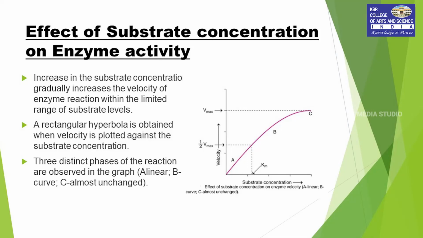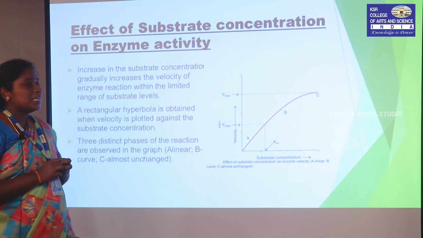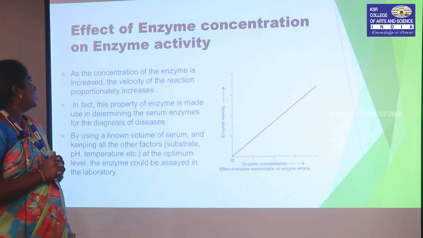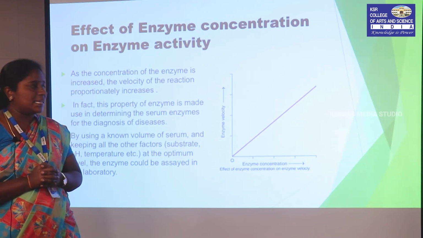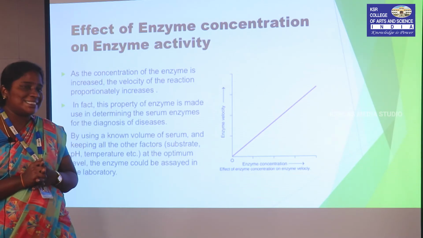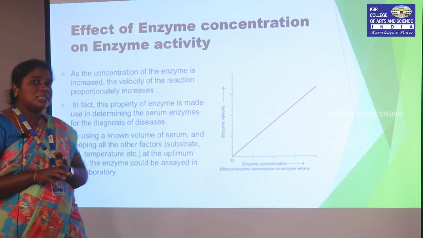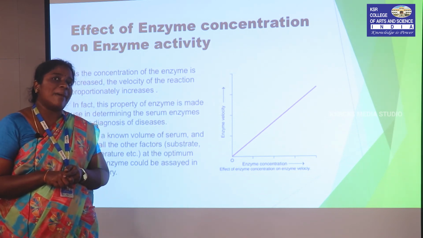Next, effect of substrate concentration on enzyme activity. As the substrate concentration increases, the velocity of the enzyme reaction also increases. Effect of enzyme concentration on enzyme activity: as the concentration of enzyme is increased, the velocity of the reaction also increases. In fact, this property of the enzyme is made use of in determining serum enzymes for the diagnosis of disease, using serum while keeping all the other factors like substrate, pH and temperature constant. These are also factors affecting enzyme activity.